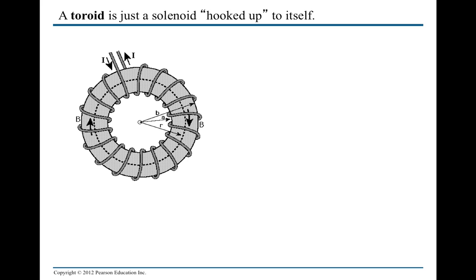Last example is the toroid. And the toroid is what I call the donut. So it's simply the solenoid we just talked about, except now we connected the two sides.